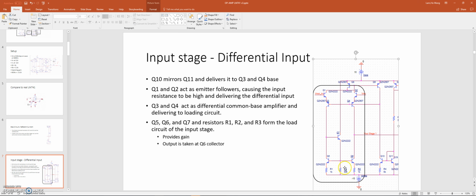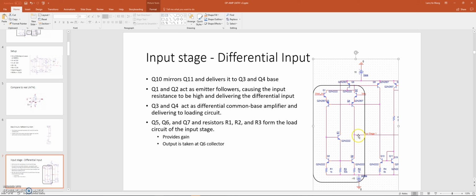And then down here we have the supporting loading setup. So Q5, Q6, and these three resistors down here, and also Q7, are going to act as a loading circuit for the input stage. Here this is going to provide a gain, and the output is taken at this point, the collector of Q6. We're expecting a gain of around 0.6.